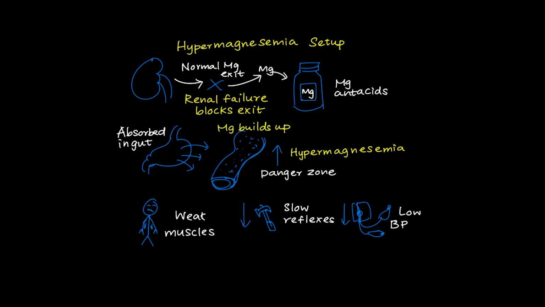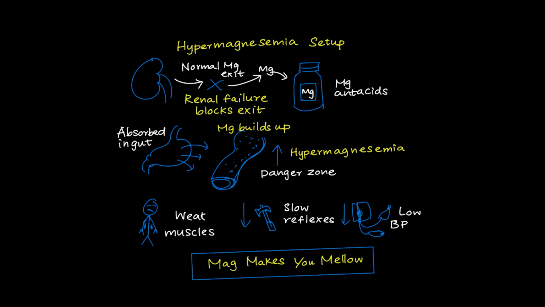Here's a D236 OA exam tip for you. Remember the magnesium rule using the phrase, mag makes you mellow. High magnesium mellows everything out. Muscles weaker, reflexes slower, blood pressure lower. Mag mellows equals weak, slow, low.